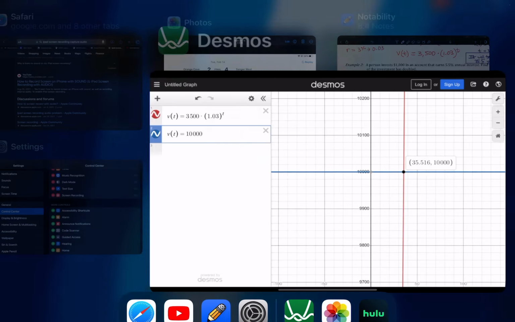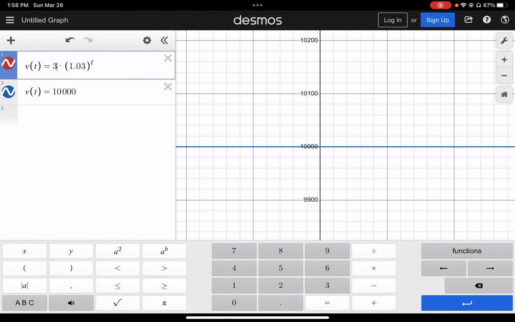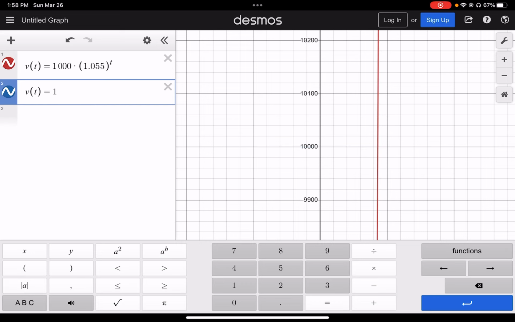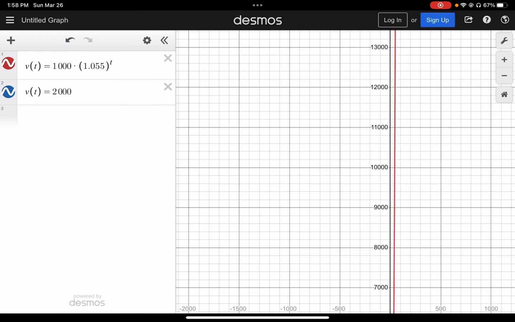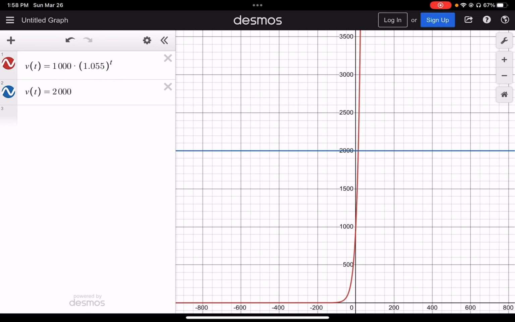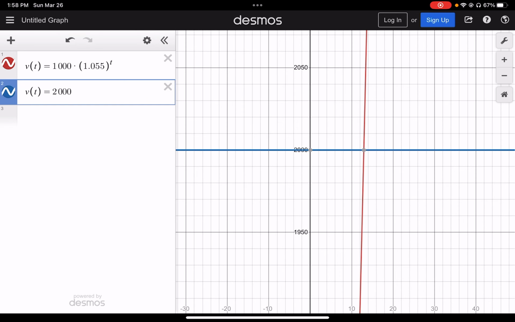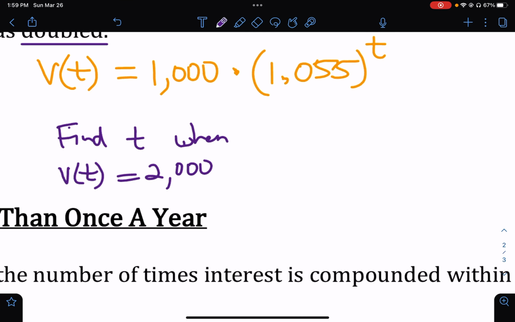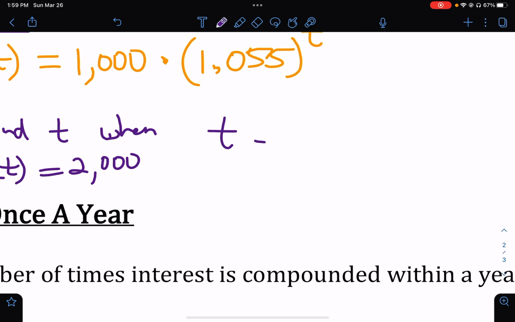So we're going to jump to Desmos here. We'll do 1,000 times 1.055, and we want to know when it's doubled, so 2,000. So we're going to zoom back out again, scroll down. So there's my 2,000 line. Zoom in and tap, and we see that's at 12.946. So t equals 12.946.